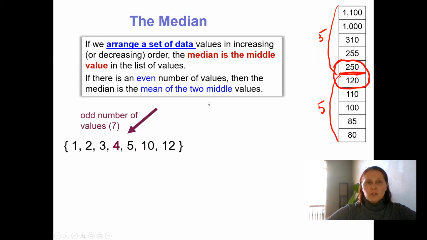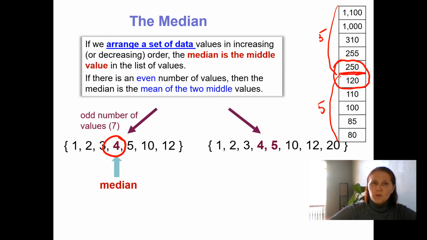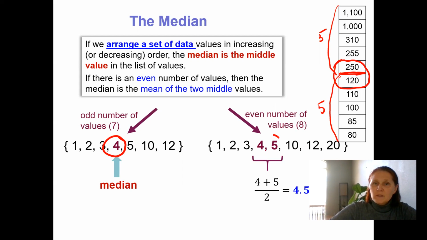So we have two situations. Either we have an odd number of values, and then we just take the value in the middle, and this is the median. Or if we have an even number of values, then we take the two numbers in the middle. So you see we have 3 to the left, 3 numbers to the right, and here also 3 to the left and 3 to the right.